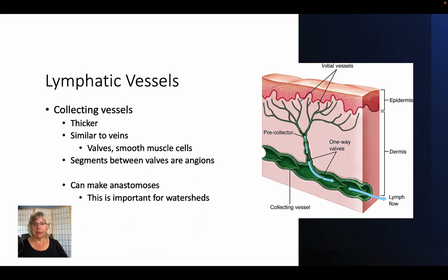Here is a picture that shows us this one level up. So we have our initial vessels up here, those tiny little ones with the open-ended flaps. We have our pre-collectors here that are setting us up for valves. And then the pre-collectors send the lymph into slightly larger vessels called our collecting vessels, or sometimes just collectors. These are much thicker. They are structurally really similar to veins. So if you think about the veins that you learned about with the cardiovascular system, you will recall they have a thin layer of smooth muscle tissue. That smooth muscle tissue contracts and pushes fluid along. And veins also have valves whose purpose is to make sure that fluid only moves in one direction. And we have similar kinds of valves in our collecting vessels.